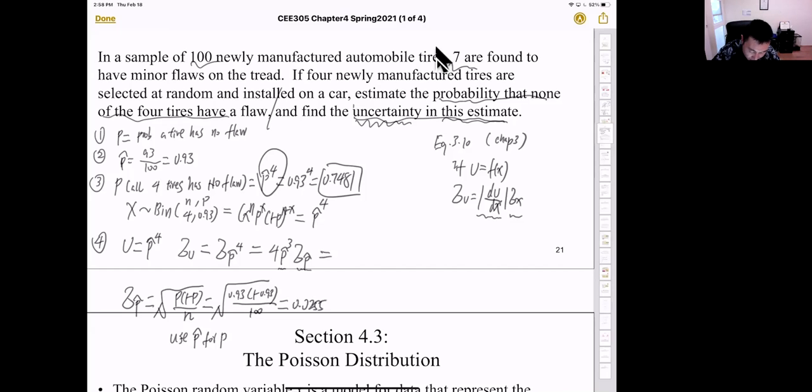So this will become 4 times 0.93 to the power of 3, times sigma p, which is 0.0255. All right, so that is 0.082. That is the uncertainty for this estimate. And the probability that none of the 4 tires has a flaw is 74.8%.